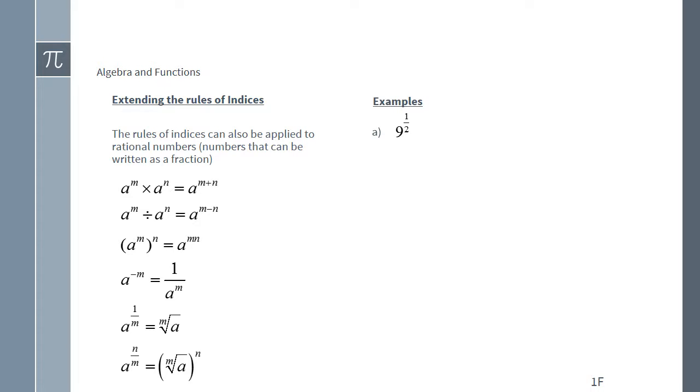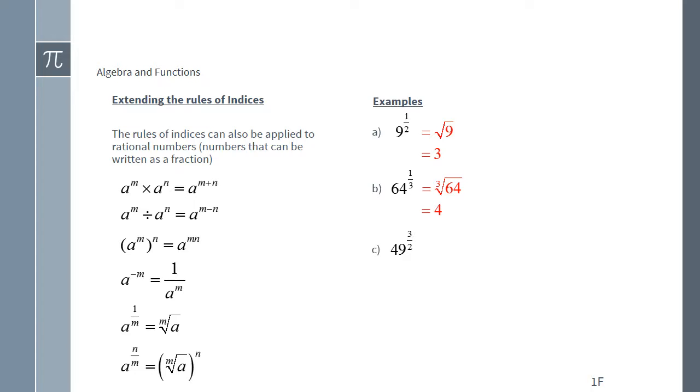9 to the power a half. Whenever you see a half in an index, you instantly think the square root. The square root of 9 is 3. 64 to the power a third. When you see a third in an index, you instantly should think cube root. The cube root of 64 is 4.